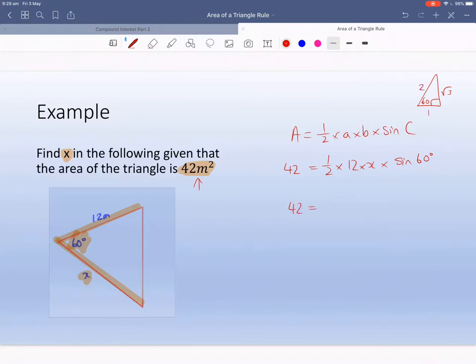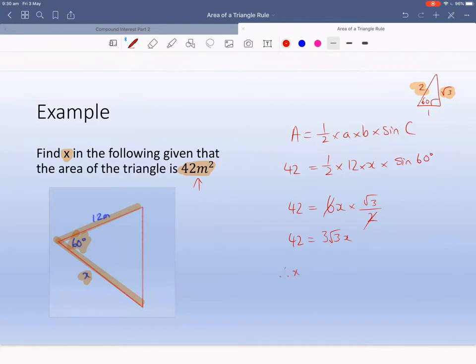So 42 equals half times 12. Half of 12 is 6, so I'm going to put that in. 6x times root 3 on 2, from this triangle, opposite over hypotenuse. So we end up getting, I can cancel that out, and we're left with 42 equals 3 root 3 x. I'm just simplifying, so it's just algebra at the moment.